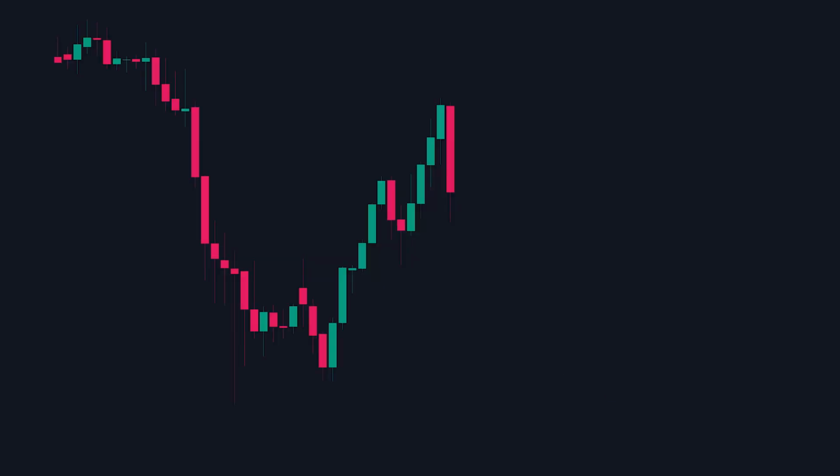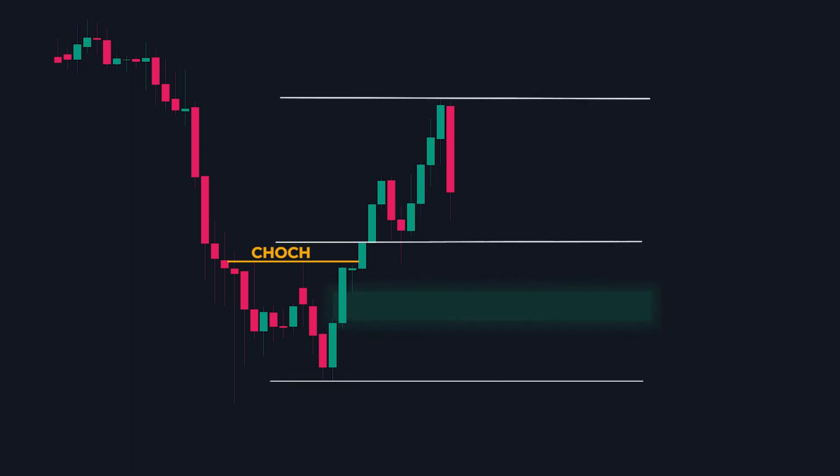In this example, we are clearly in a downtrend. However, once price forms a change of character, it signals a potential shift in market structure. At this point, we start looking for long entries. Price then forms a fair value gap in the discount zone, which, as mentioned earlier, has a higher probability of success. This gives us a strong area to look for a trade setup.